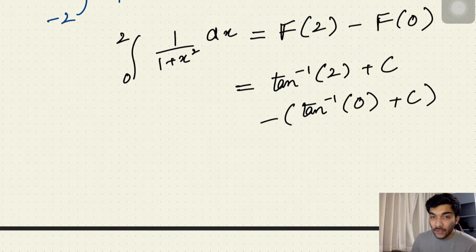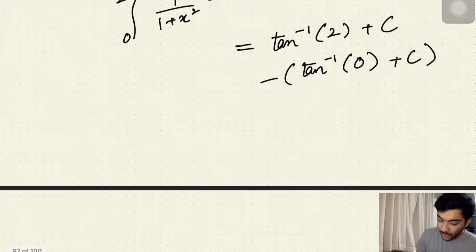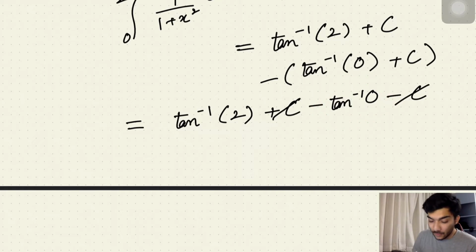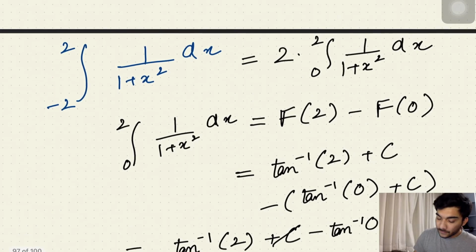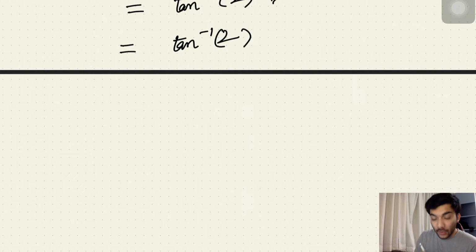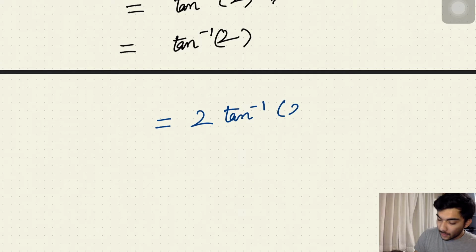And as you already know, the constant of integration gets cancelled out because we are doing a definite integral, and it always gets cancelled out when you're calculating a definite integral. So the final expression would be tan inverse 2 plus c, minus tan inverse 0 minus c. So this c gets cancelled out. You also know that tan inverse 0 is 0. So the result would be tan inverse 2, but since we had twice this integral, the final answer to the question would be twice tan inverse 2, right?